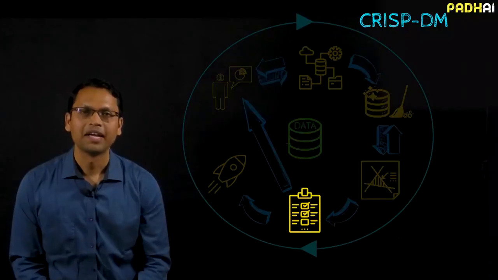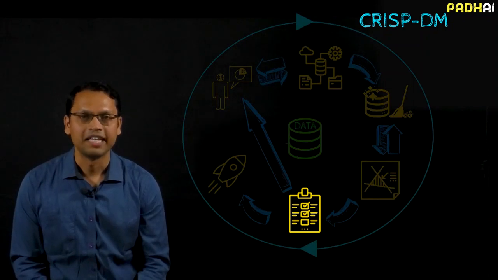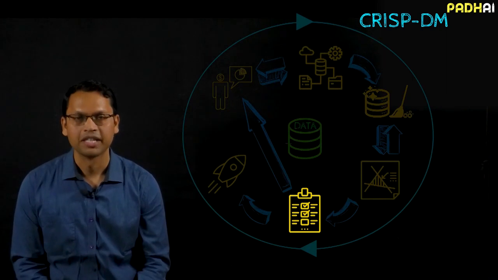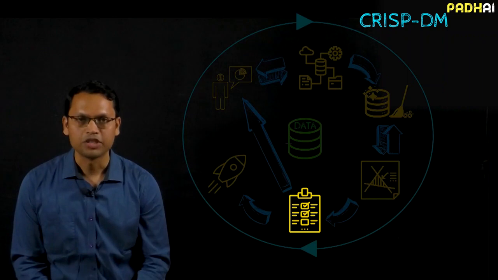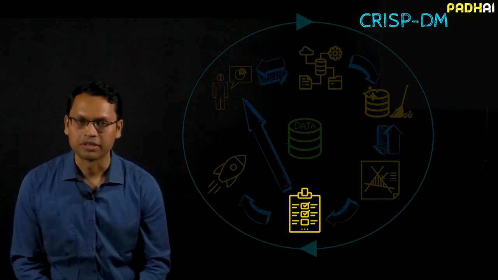Hello, we were looking at the CRISP-DM model. We have already seen what is business understanding, what is data understanding, what is data preparation, modeling. We have seen what are the agile steps involved in them. Let us look at the last two steps, starting with evaluation.